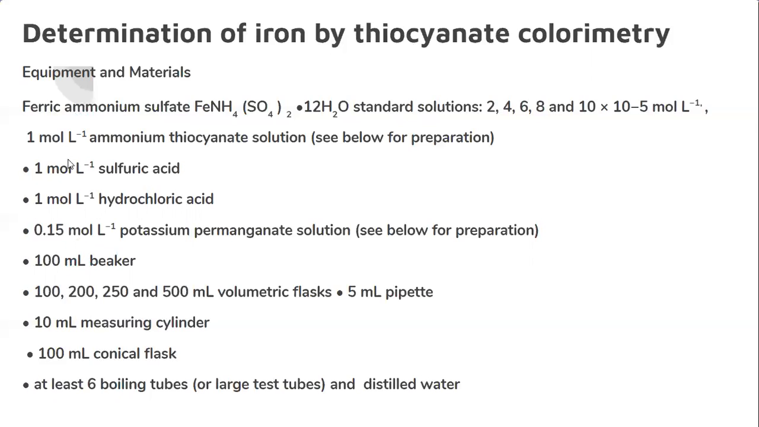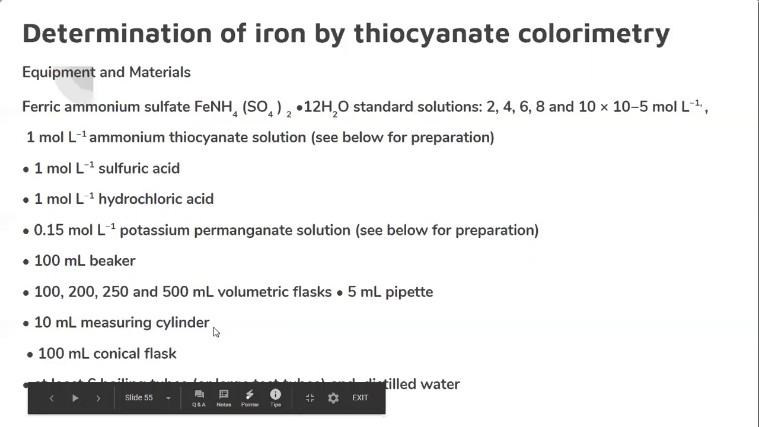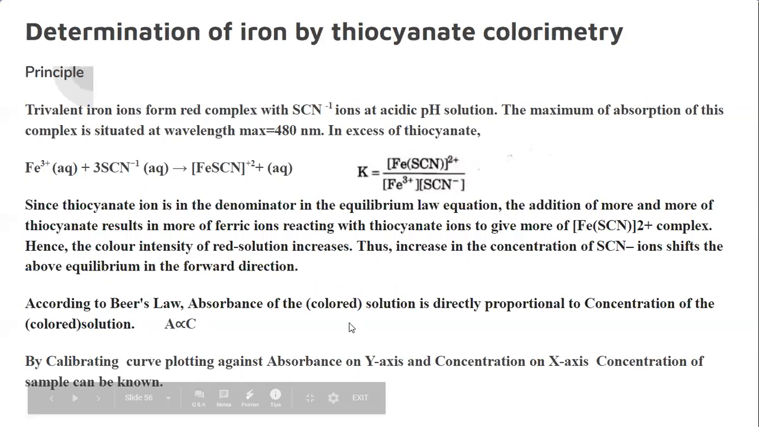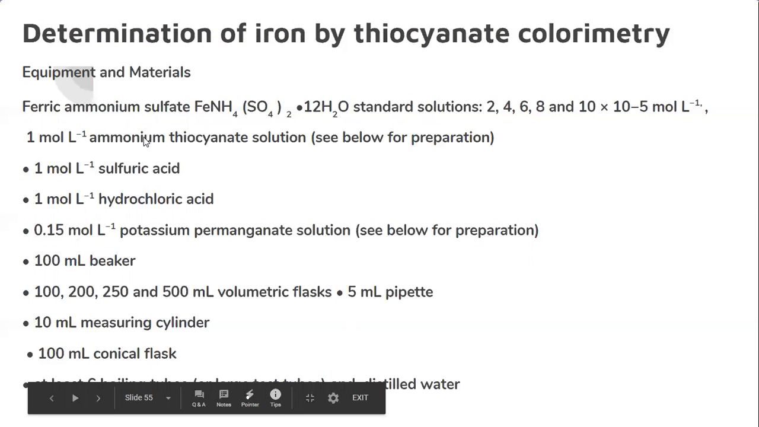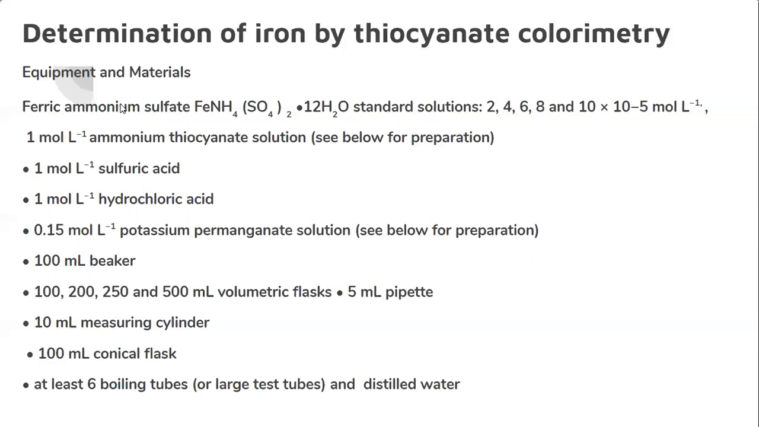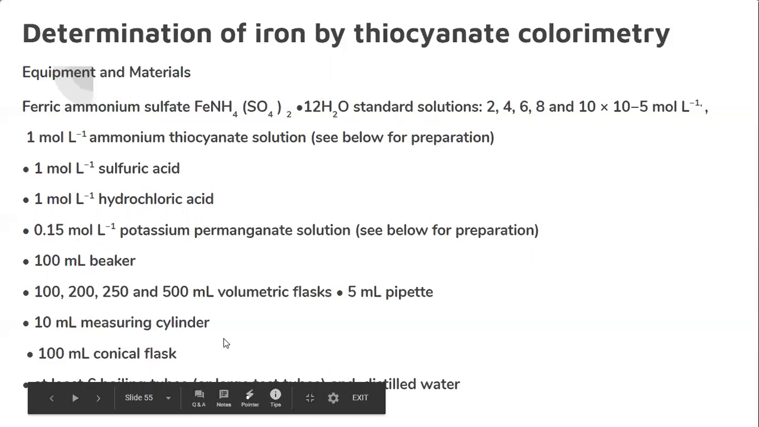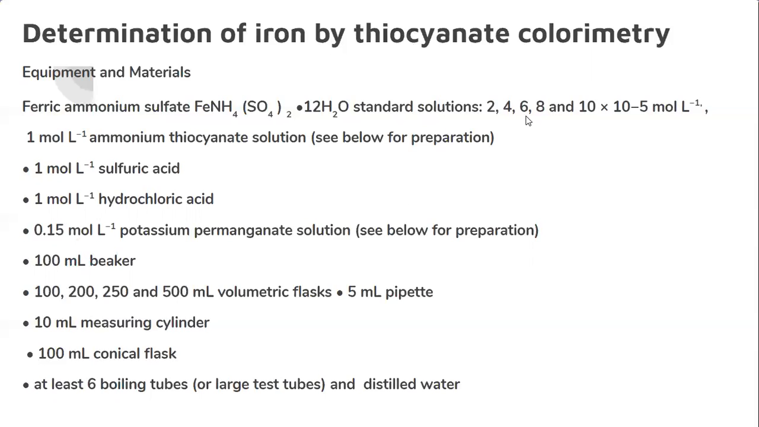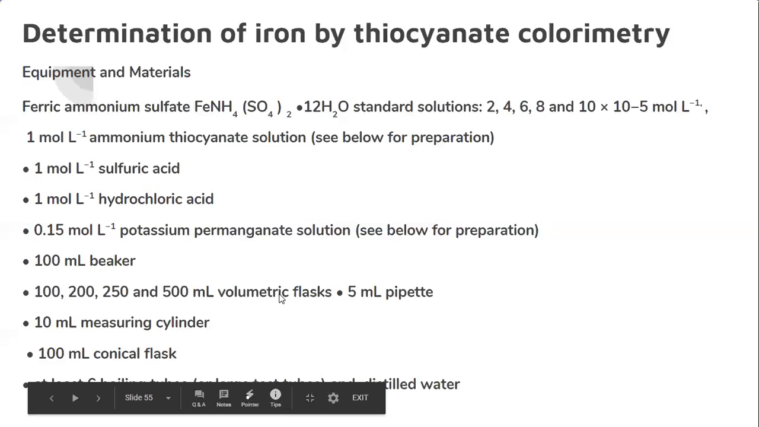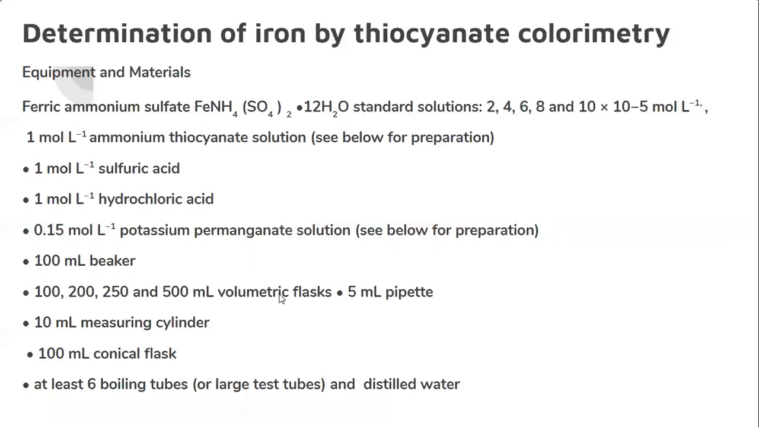And next, these are the chemicals and the instruments. Here we use a 100 ml beaker, a 500 ml volumetric flask, a 5 ml pipette, a measuring cylinder, a conical flask, and distilled water. Okay, these are the equipment and materials required for this experiment. At least boiling tubes for preparation of standard solutions. We require the boiling tubes, along with cuvettes and the colorimeter, that is the instrument.